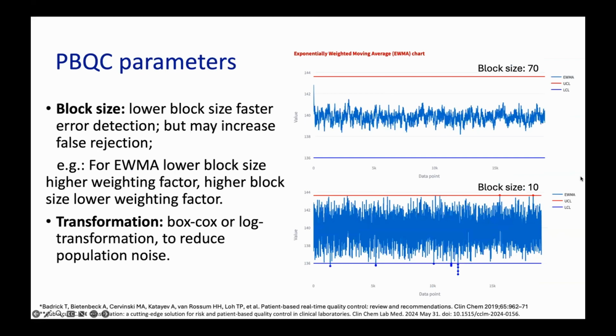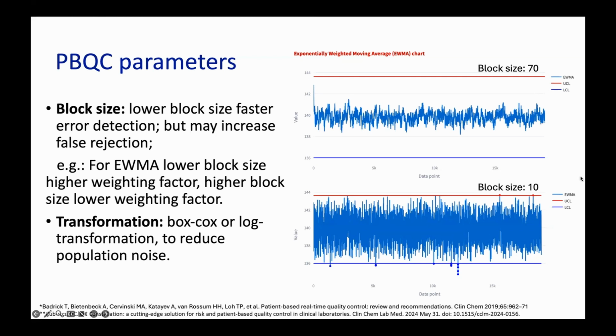When it comes to block size, a smaller block size can lead to faster error detection, but may increase the risks of false rejection. For example, a smaller block size in exponential weighting moving average corresponds to a higher weighting factor, while a larger block size results in lower weighting factor. In this example, exponential weighting moving average plots illustrate the effects for block sizes of 70 and 10. Here you can see that in the plot with block size 10, there are a lot of rejections. There might be some false rejections and real QC rejections.